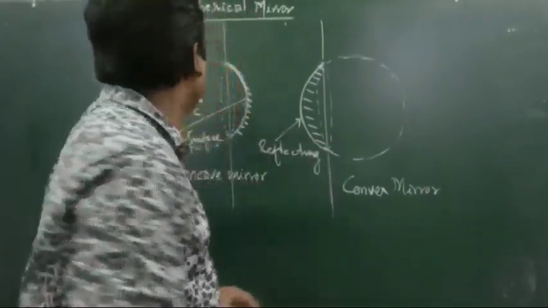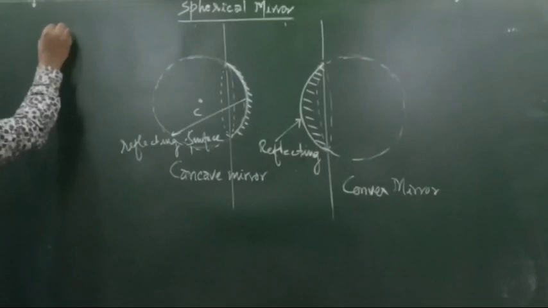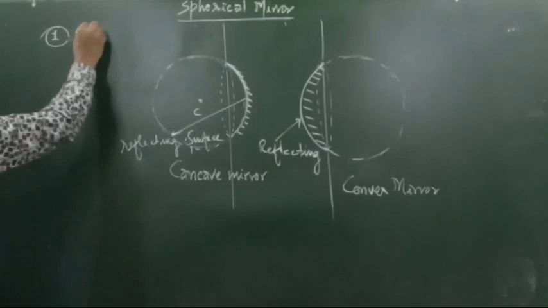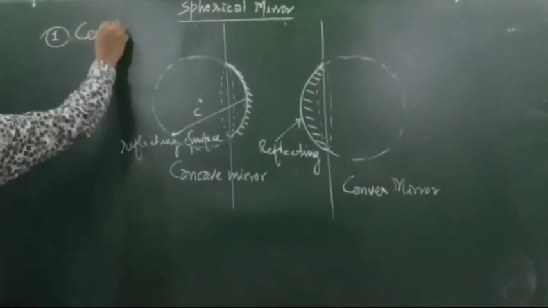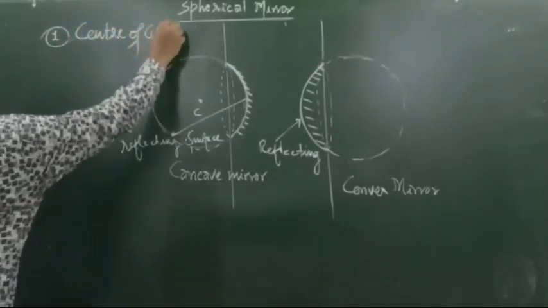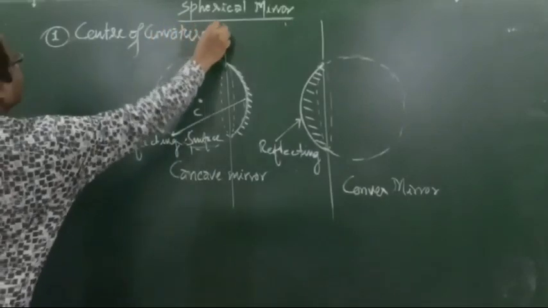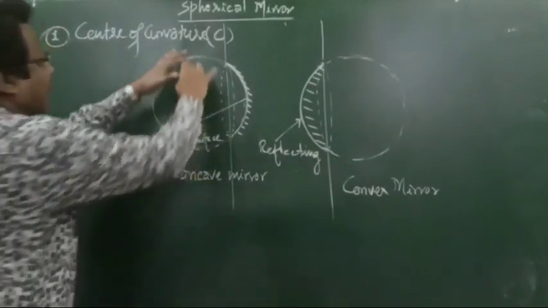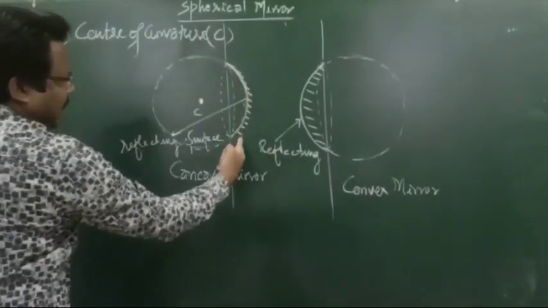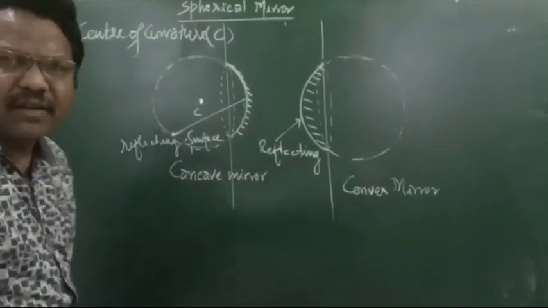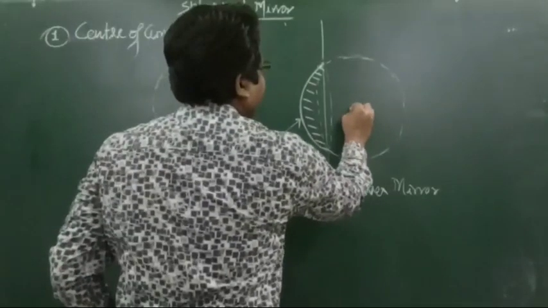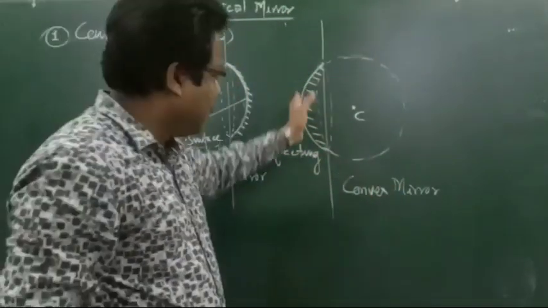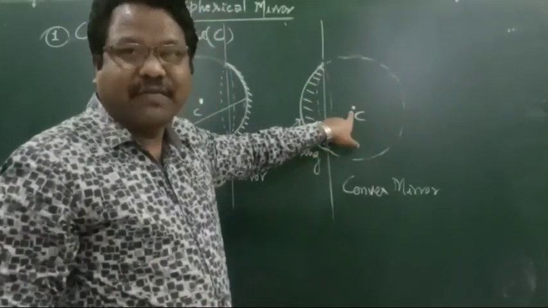Now after this we'll deal with some basic terminologies, and the first term is center of curvature. What is that center of curvature? Simple job. The center of the glass sphere of which the mirror is a part. The center of the hollow glass from which you have taken out this mirror, that center is called the center of curvature.